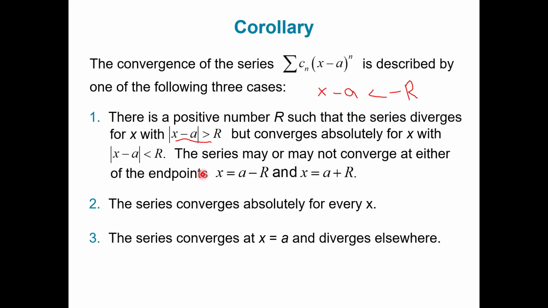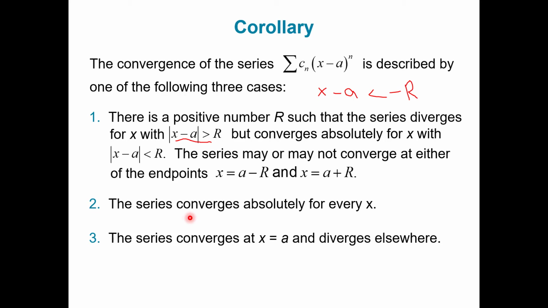All right. Now, the series may or may not converge at the endpoints, and that's what we just worked on. So it may or may not converge at a minus R, the center minus the radius, or a plus R, the center plus the radius. For our example, we had to check, did it converge at 1 and negative 1? So that's one possibility. The other two possibilities are the following.